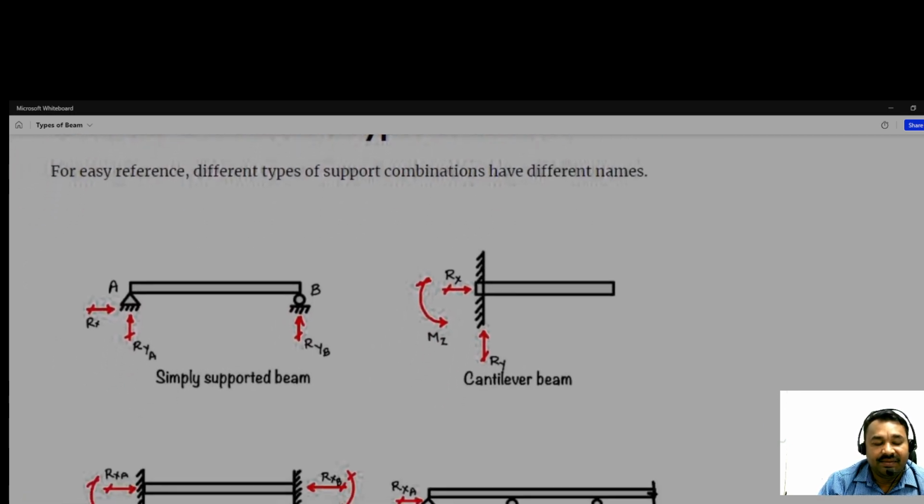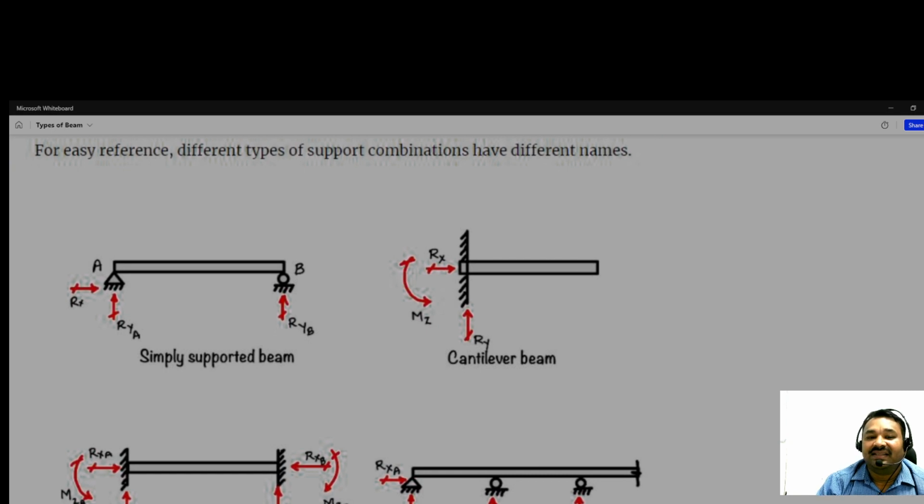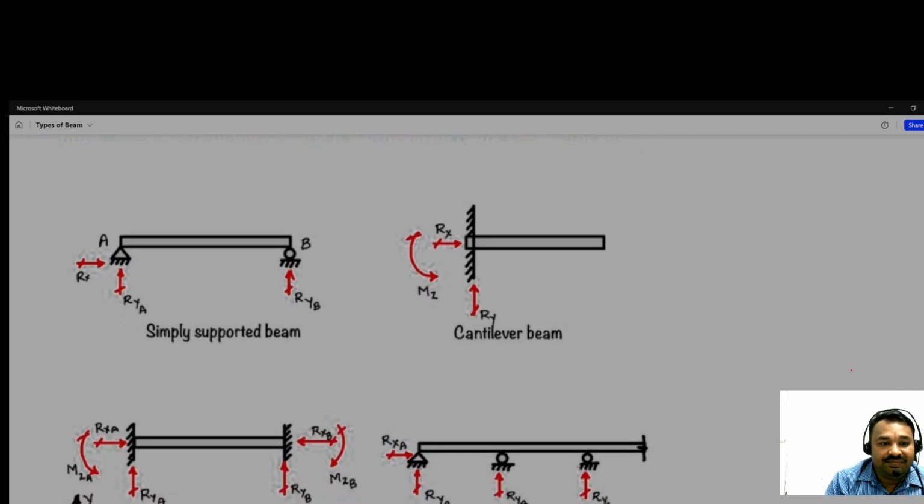So the same we are repeating again so that you can remember. This beam, simply supported beam, has two reactions at A and B: one reaction due to roller, and two reactions due to hinge. And this kind of beam is known as simply supported beam. What about the cantilever beam? This is the cantilever beam. One end is fixed and the other end, suppose this is A, is the free end.